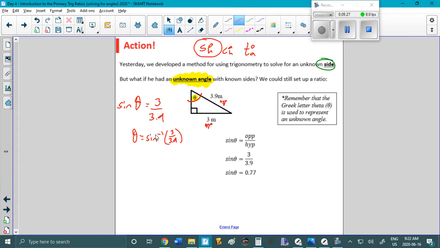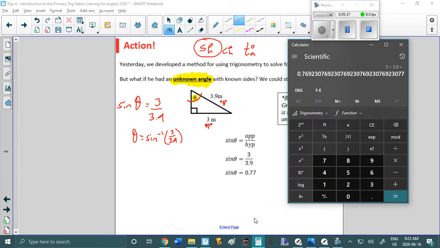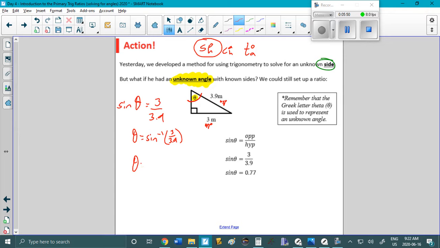Now, you don't need to worry too much about why this is the inverse. You'll learn a little bit more about it in grade 11. But for now, just know that if you're looking for the angle, you have to do the inverse sine, which basically means on your calculator, you would do second or shift sine. You hit this, and you get your answer, 50.3 degrees. So theta is approximately 50.3 degrees.